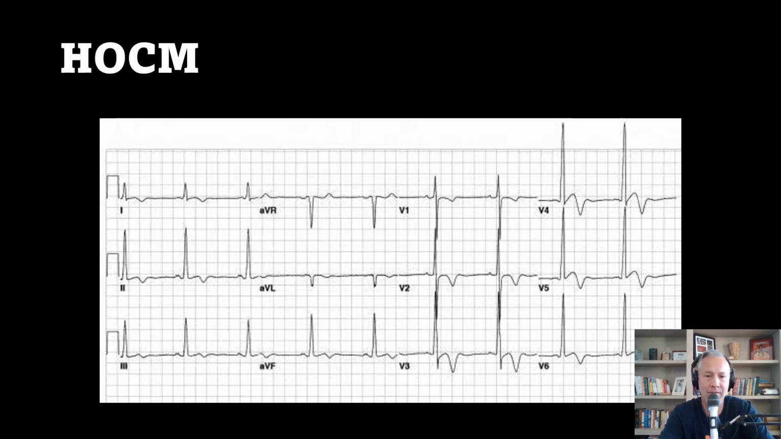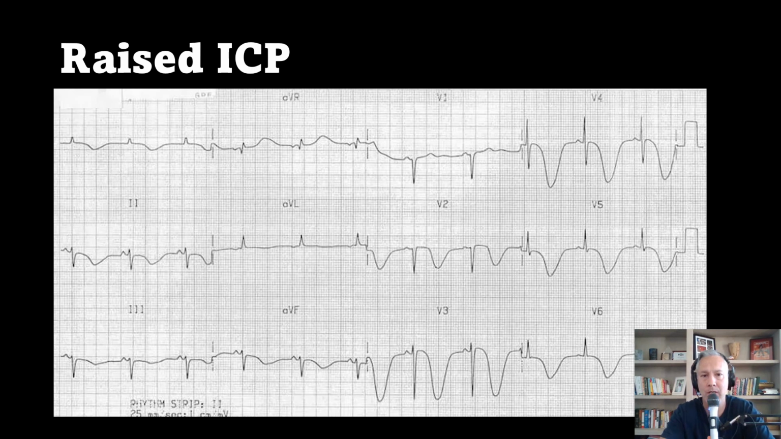Here's the T waves of cardiomyopathy. You see diffuse T wave inversions, and you see those big QRS voltages reflecting the thickened heart muscle, the thickened myocardium. Here are those T waves of intracranial pressure.